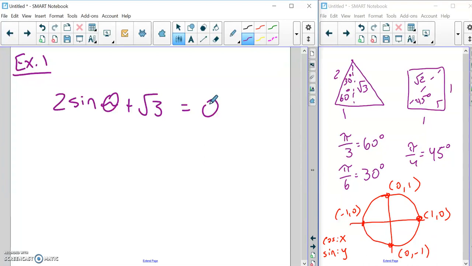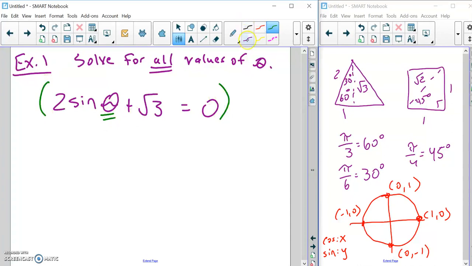But, so we're going to take this equation and we're going to solve for all values of theta. Okay? So just like any equation, what we're trying to do here is figure out what values can I plug in for theta that are going to make this entire statement true.